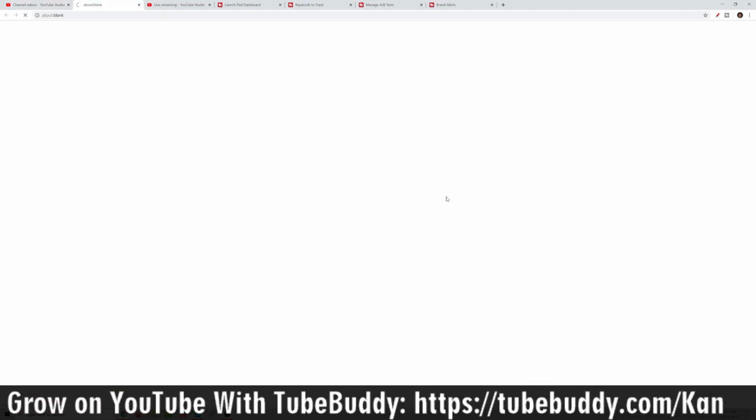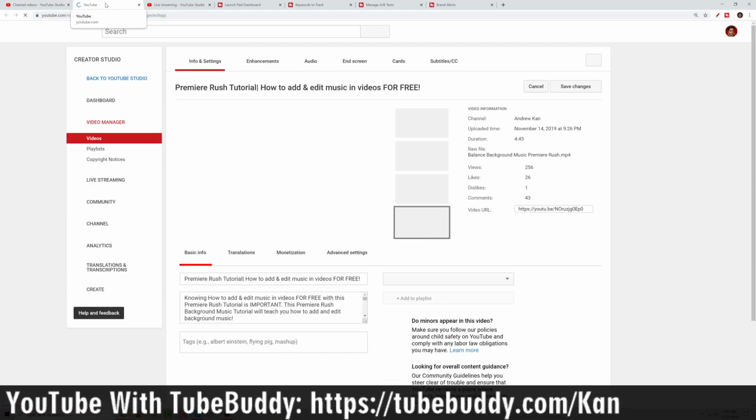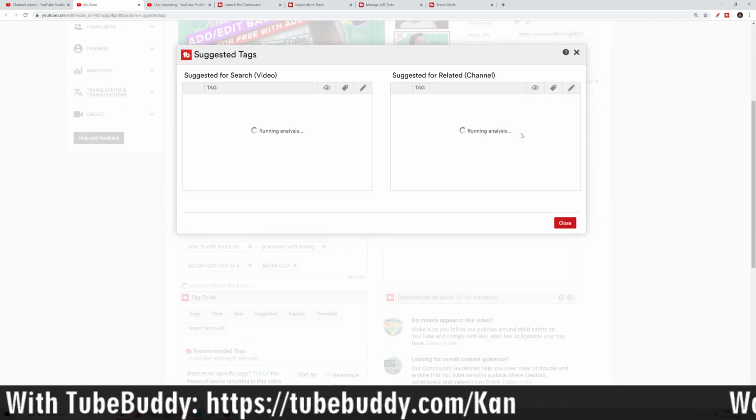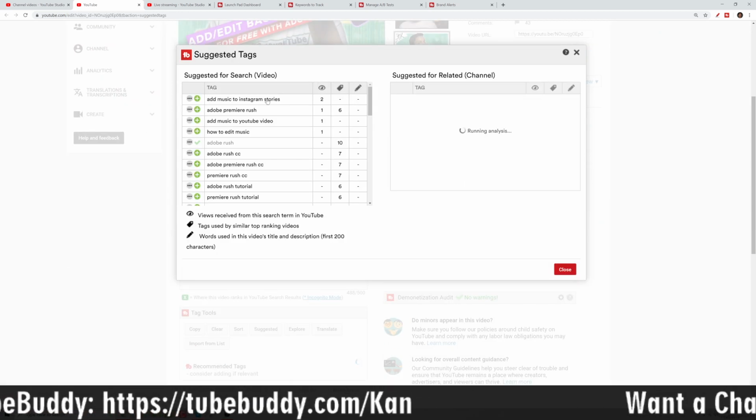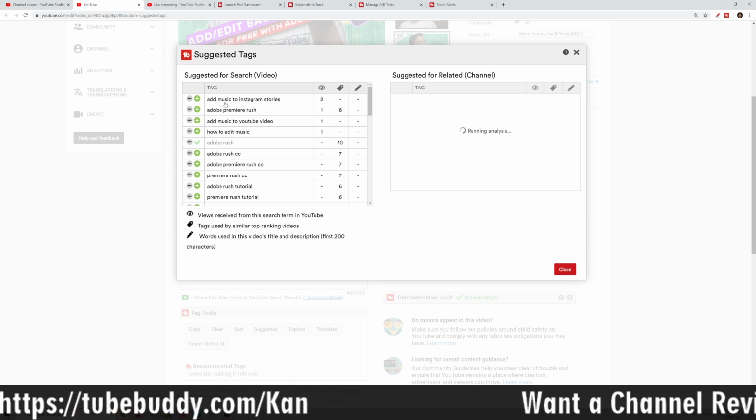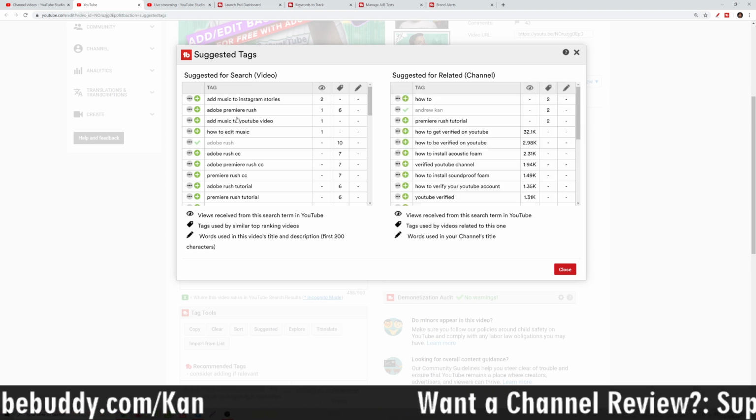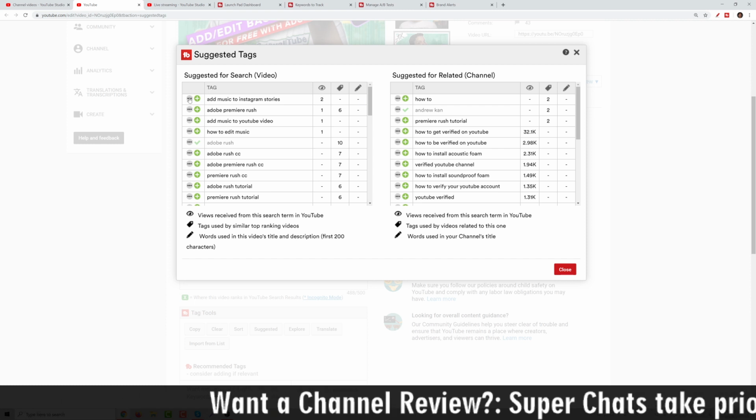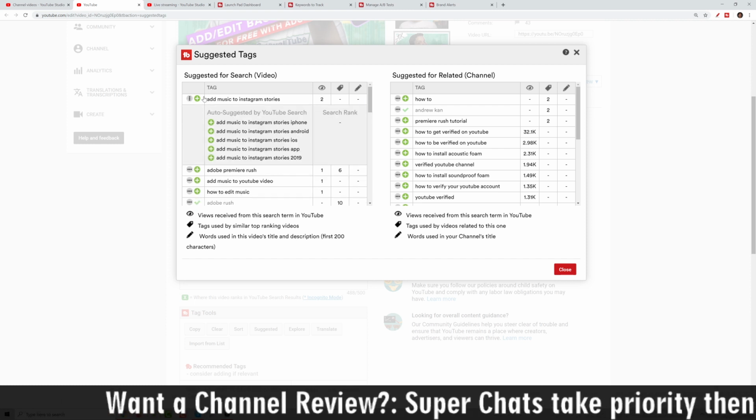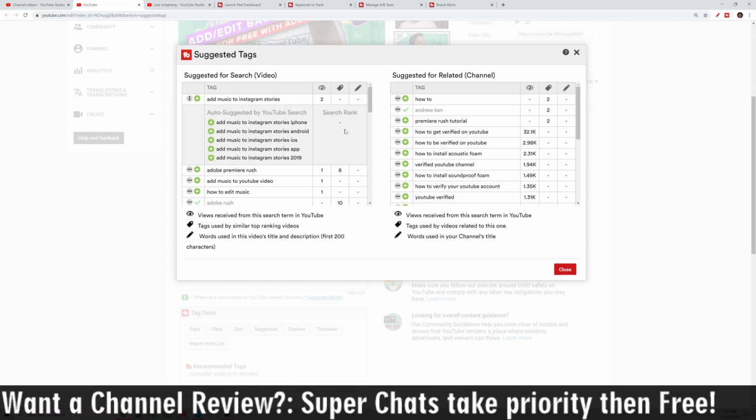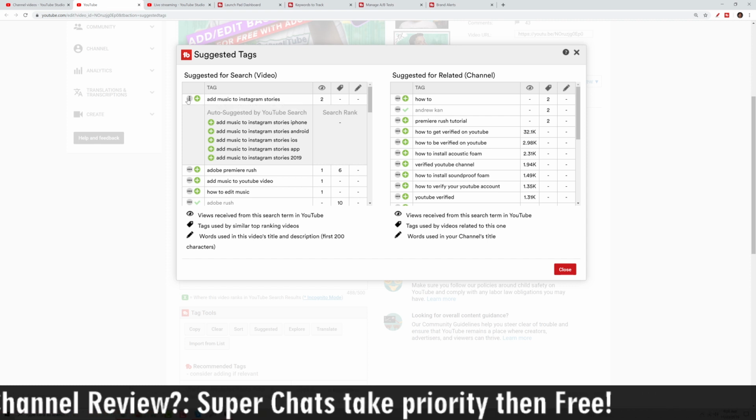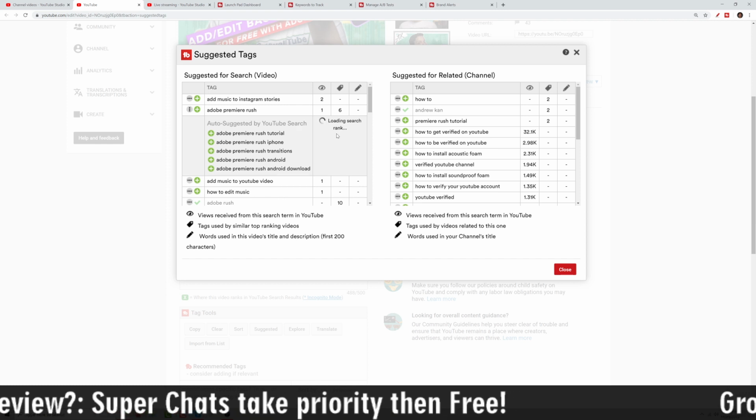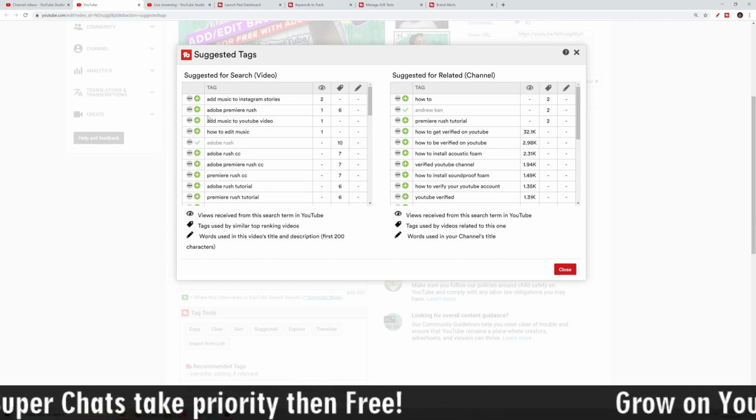There's also the suggested tags feature, which will take you to the video page. This is in Classic, but it'll essentially let you know what videos, right? Like add music to Instagram stories, Adobe Premiere Rush, add music to YouTube video. So these are actually search terms that have gotten you views. If you click on the three ellipses here, it'll tell you if it's ranking or not. So this is actually really useful. So like, for example, Adobe Premiere Rush, I got a view from that.